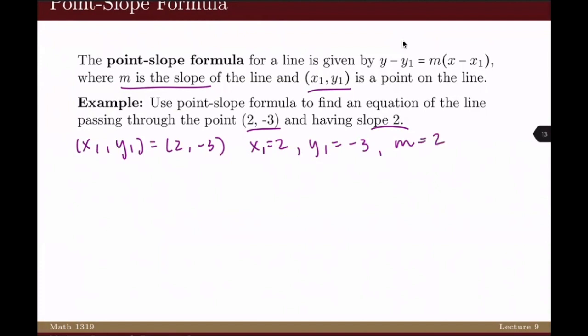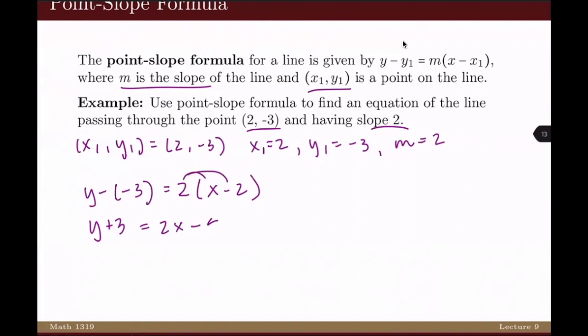So now I'll have y minus negative 3 is equal to 2 times x minus 2. All right, minus a minus here will make this a positive 3, equals, and then I'll go ahead and distribute this. So we get 2x minus 4.